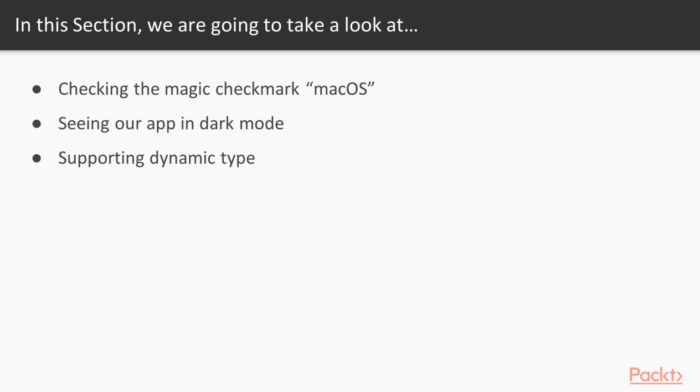And then there's something really magic happening. We are going to check the checkmark macOS and we will run our app as a native macOS app. And the last two topics are we will switch to the dark mode and see how our app looks with dark colors. And we will also see how we can support accessibility by supporting the dynamic type that allows users to increase font sizes on their device.